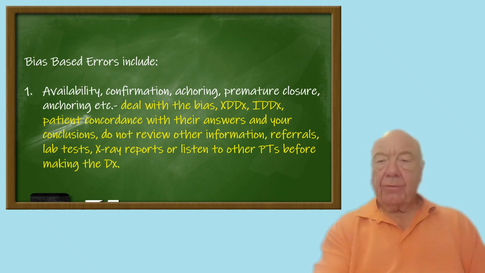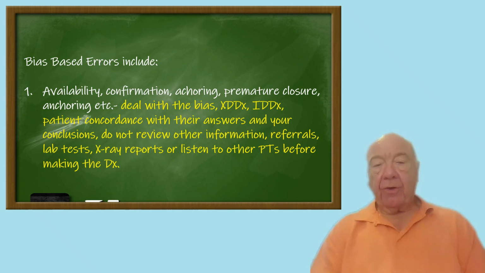Bias-based errors are essentially dealt with by dealing with the bias. So if you can mitigate or correct the bias, then any errors coming from it should disappear, or at least get significantly lower. So basically, differential diagnosis in one form or another, look for patients' concordance, agreement with you on what their answers were, on how you interpret the test by looking at your conclusion.